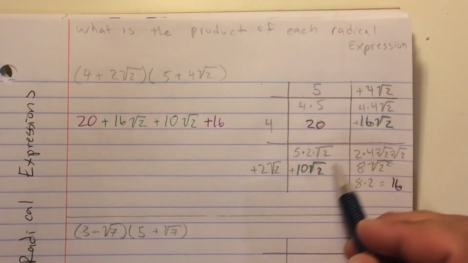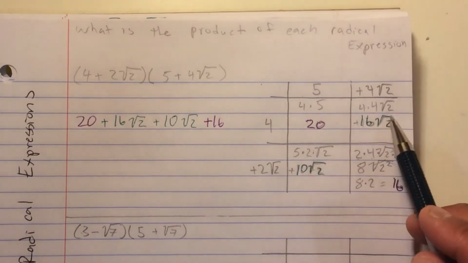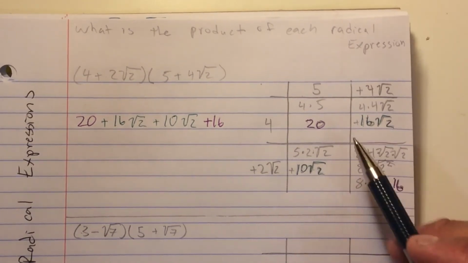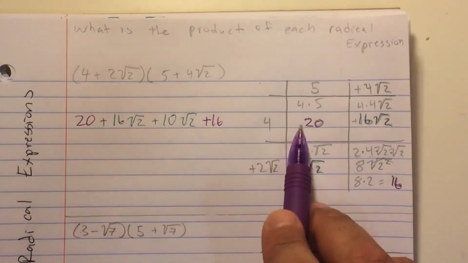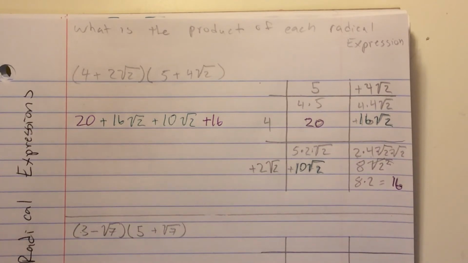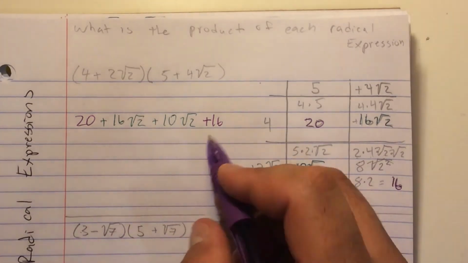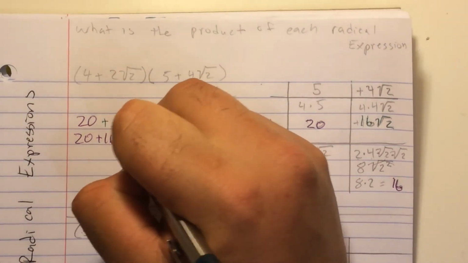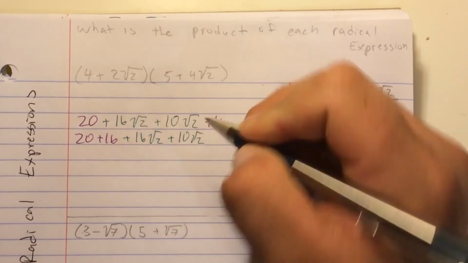The reason why I put these colors is because usually the middles are always going to have the same radical value, radical index and radical value inside. Usually, not always, but most of the time. So it makes it easier to differentiate. But the purple ones are also going to have very similar indexes as well. Well, this one has no index because it's just 20 and 16. So we can rewrite this as 20 plus 16 plus 16 radical 2 plus 10 radical 2.